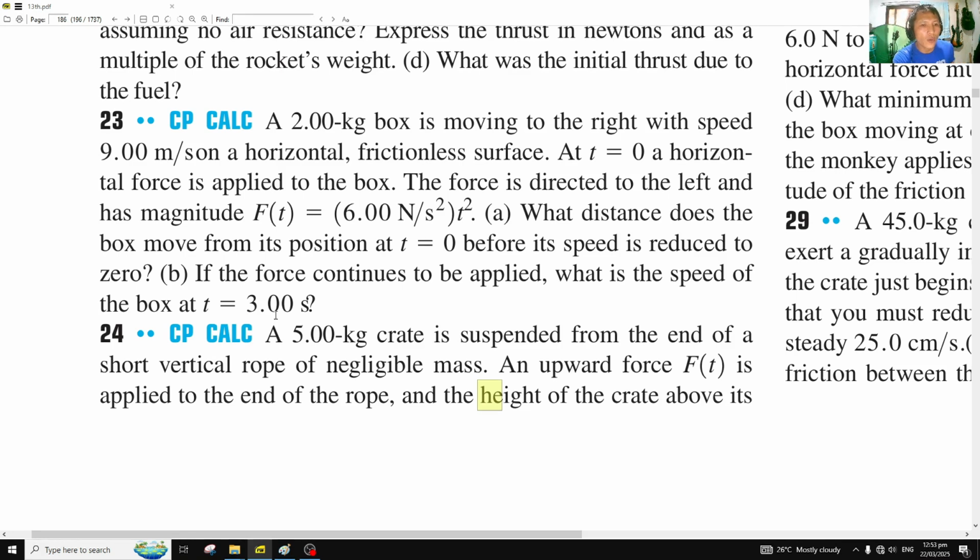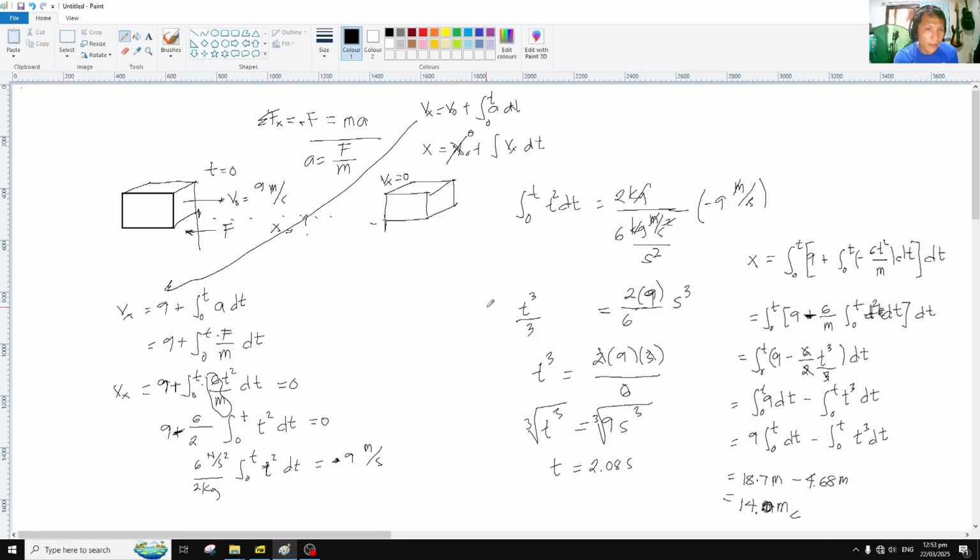Okay. If the force continues to be applied, what is the speed of the box at 3 seconds? Actually, we've already solved that at time 2.08 seconds, the box will stop. If the force still continues, it will stop, and then it will go to the left already. So we can expect a negative velocity for this, because again, our velocity to the right is assumed to be positive as given from the problem.